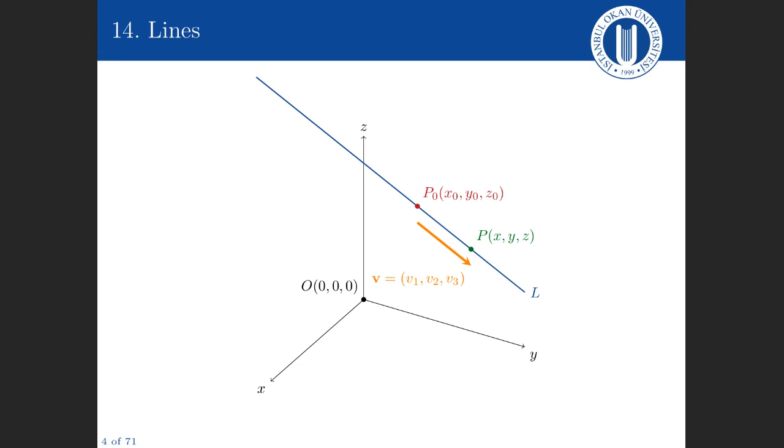Look at this picture. We have a point P0. The line passes through the point P0, and we have a vector V which tells us which direction the line goes past P0. Let P be any point on the line. The vector from 0 to P0 I want to call R0, and the vector from 0 to P I called R.